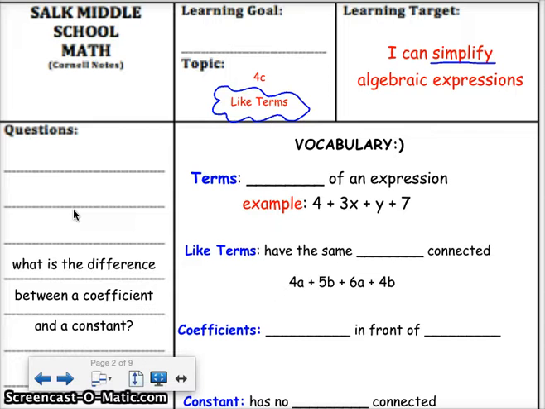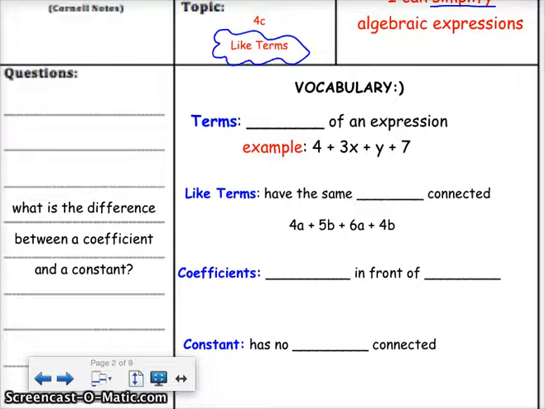We have to remember that you must combine only like terms. So you need to know what the vocab word terms is. Terms are part of an expression. They are what is being added or subtracted or multiplied or divided. So 4 is a term, 3x is a term, y is a term, 7 is a term. All of those are terms. So this expression, 4 plus 3x plus y plus 7, has 4 different parts, 4 terms. Okay, so terms are the parts.